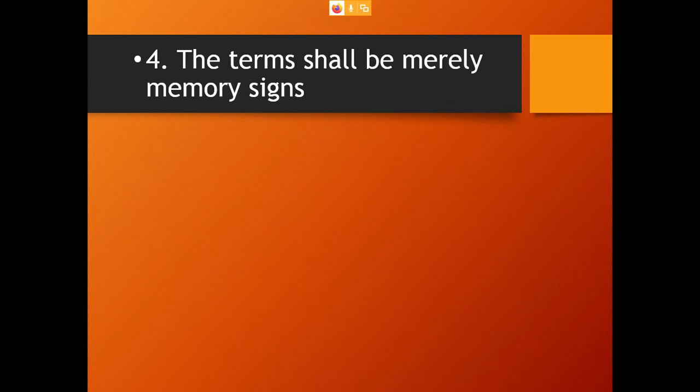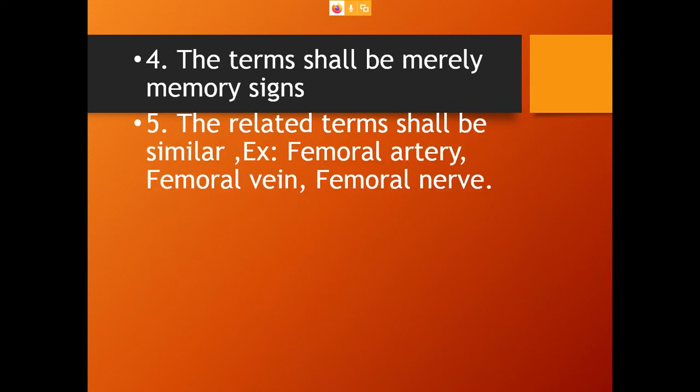So what is it all about? The terms shall be merely memory signs. The related terms shall be similar. Suppose we take the femoral artery: if the vein is present at that particular area, the vein name is femoral vein. If the nerve is supplying that particular area, it is the femoral nerve and its branches, like that.